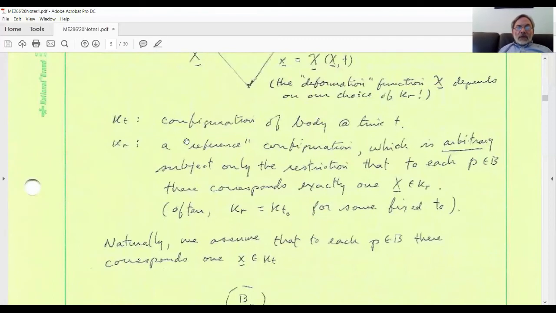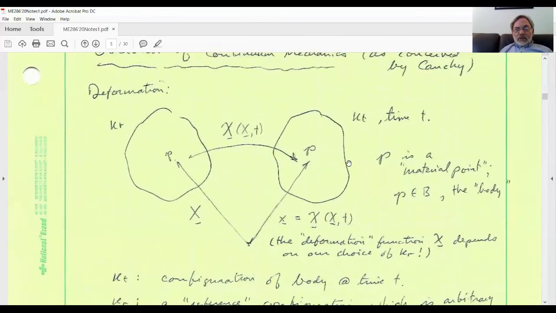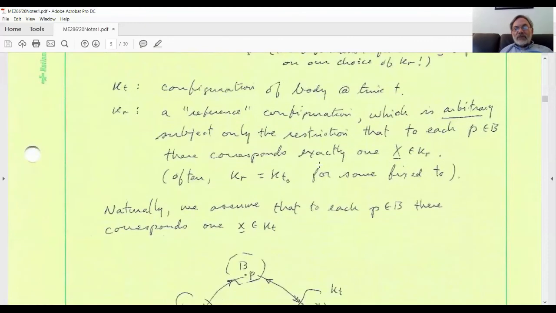So this is the only stipulation that we impose on the reference configuration, although very often in the literature and in most coursework, people find it convenient to take an initial configuration as the reference configuration. So for example, we could take the actual configuration occupied by the material at some initial time t0 and choose that to be our reference configuration, our fixed reference configuration. It's by no means necessary to do that, but it's often very convenient.